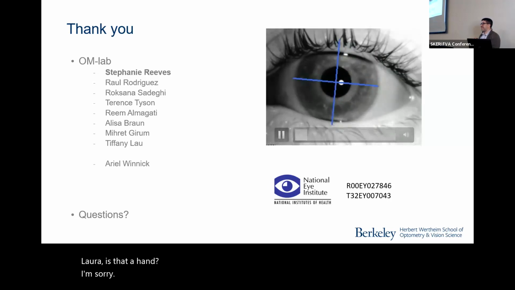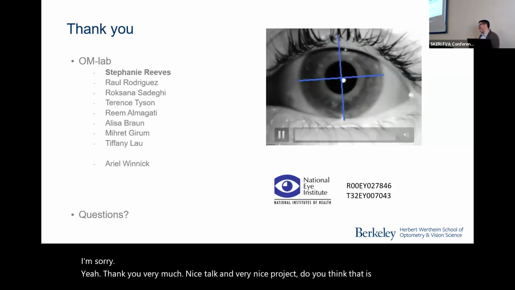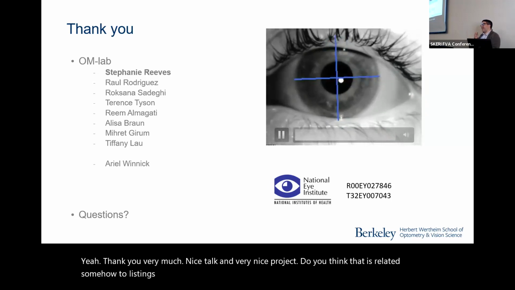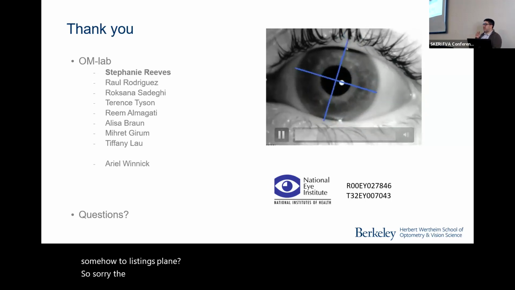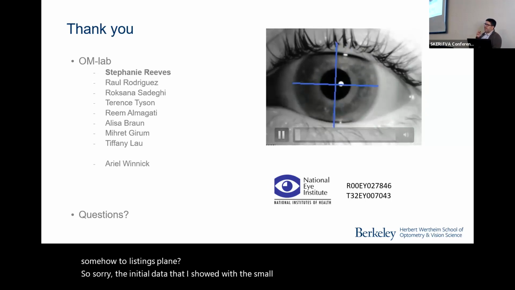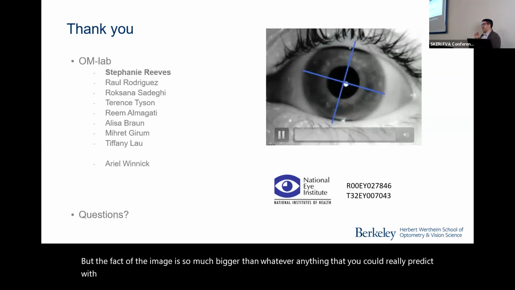Yeah, thank you very much. Nice talk and very nice project. Do you think that is related somehow to Listing's plane? So the initial data that I showed with the small effect, that could be, but the effect of the image is so much bigger than anything that you could really predict with Listing's plane.